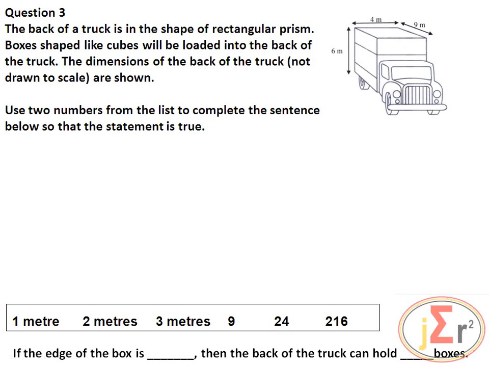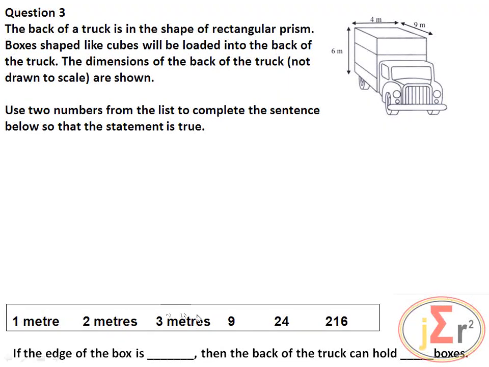The back of a truck is in the shape of a rectangular prism. Boxes shaped like cubes will be loaded into the back of the truck. The dimensions of the back of the truck, which is not drawn to scale, are shown right there. Use 2 numbers from the list to complete the sentence below so that the statement is true.